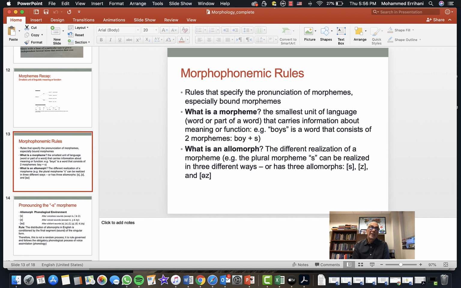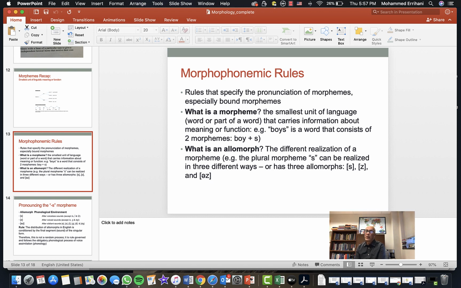Now that bound morpheme, is it inflectional or derivational? It's inflectional, simply because it only gives you information about the grammar. It does not change the grammatical category, or it does not change the meaning of the word that it's attached to. An allomorph is the different realization of a morpheme. So for example, the plural morpheme s can be realized in three different ways. In other words, it has three different pronunciations, or three different allomorphs. It can be pronounced as s, as z, or as iz.